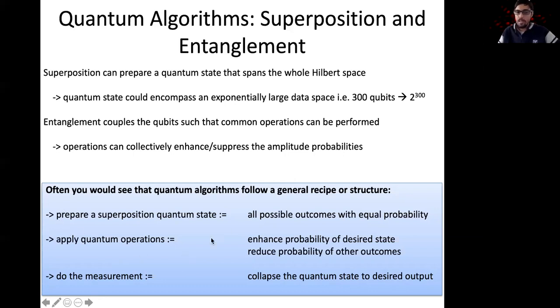And generally, when you develop a quantum solution to a problem, this is the structure you follow. You prepare a state, which is the superposition state of all possible inputs. And then you apply quantum operations. What you're doing is enhancing the probability of the output that you're looking for, and reducing the probability of all other outputs that you're not interested in. And finally, when you do measurement, since the outcome that you're looking for has the highest probability, the whole state will collapse to the outcome that you're looking for. So that's a general idea of a quantum solution to a problem.